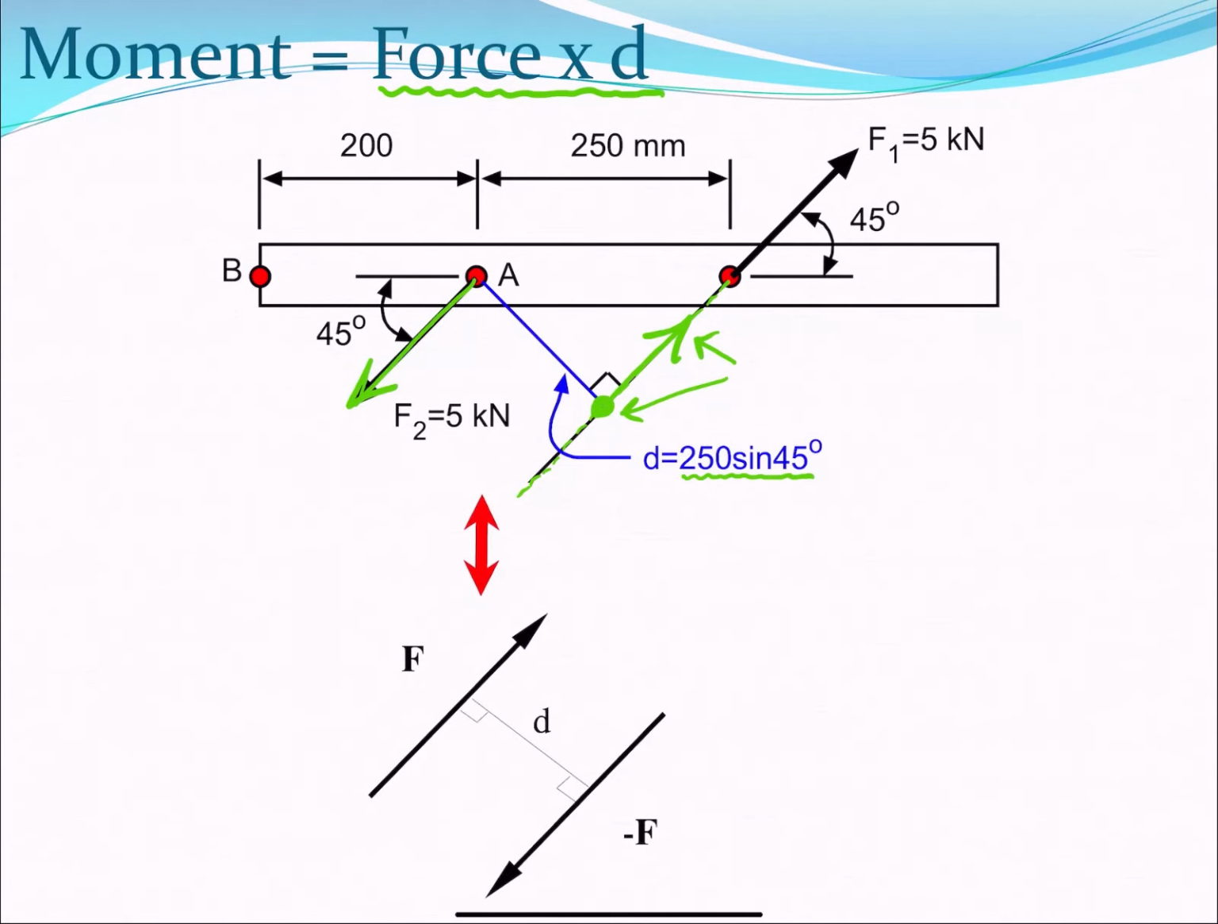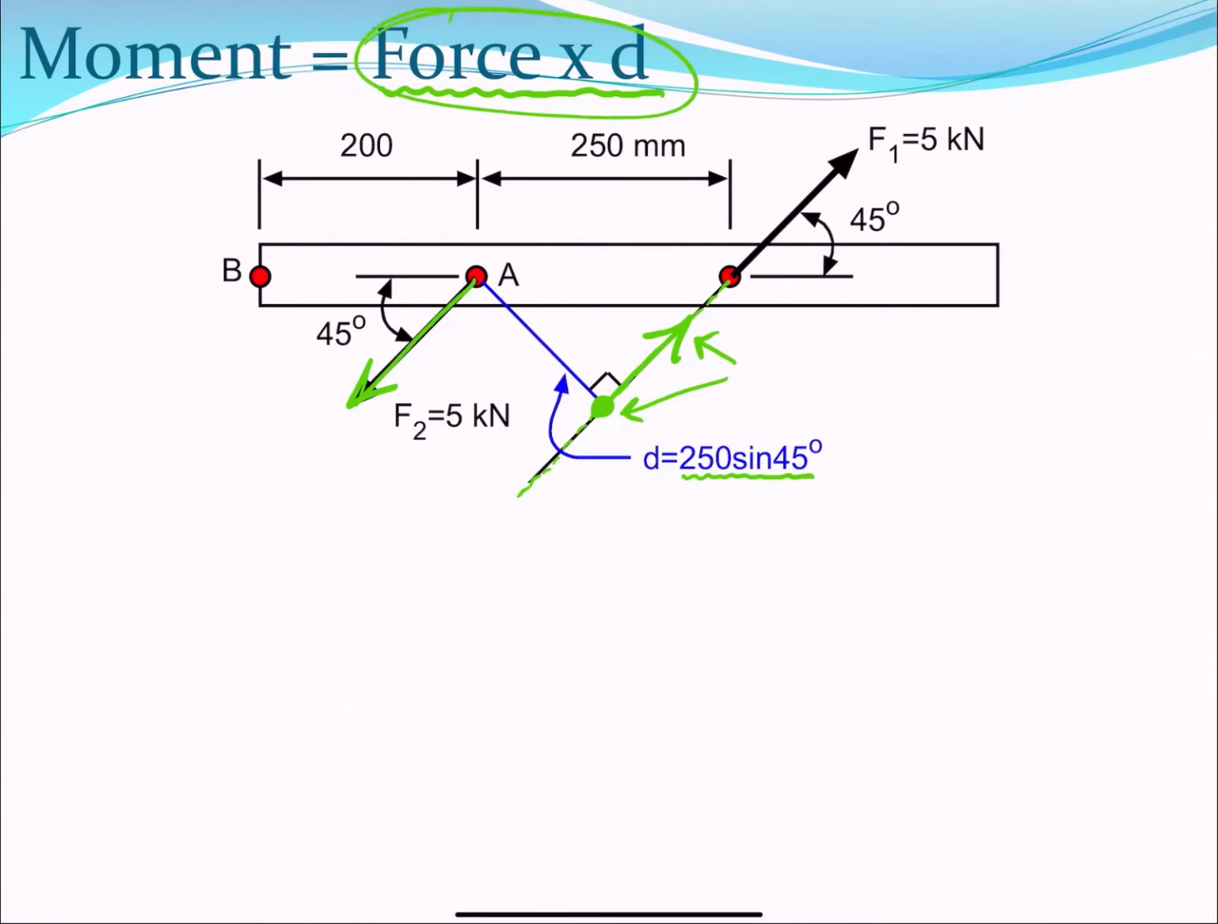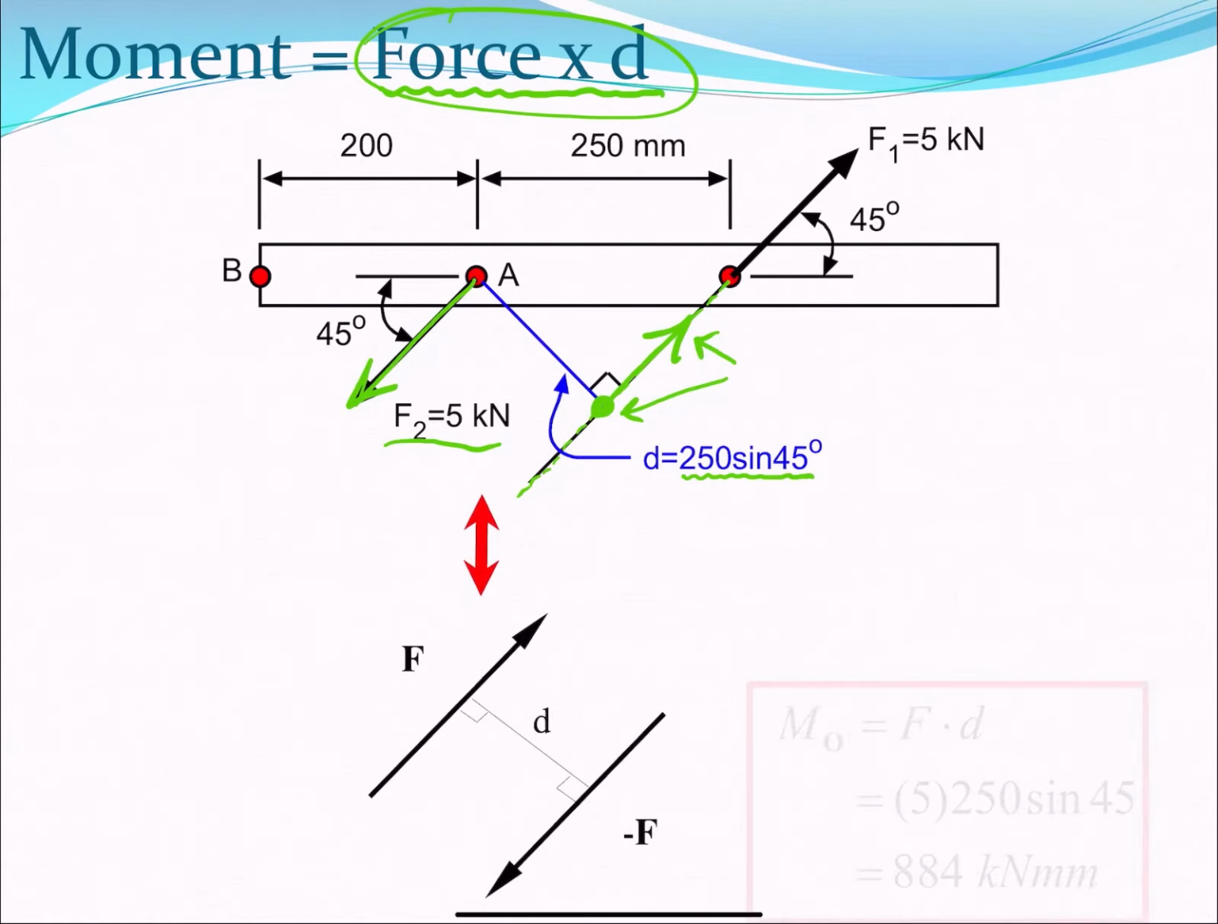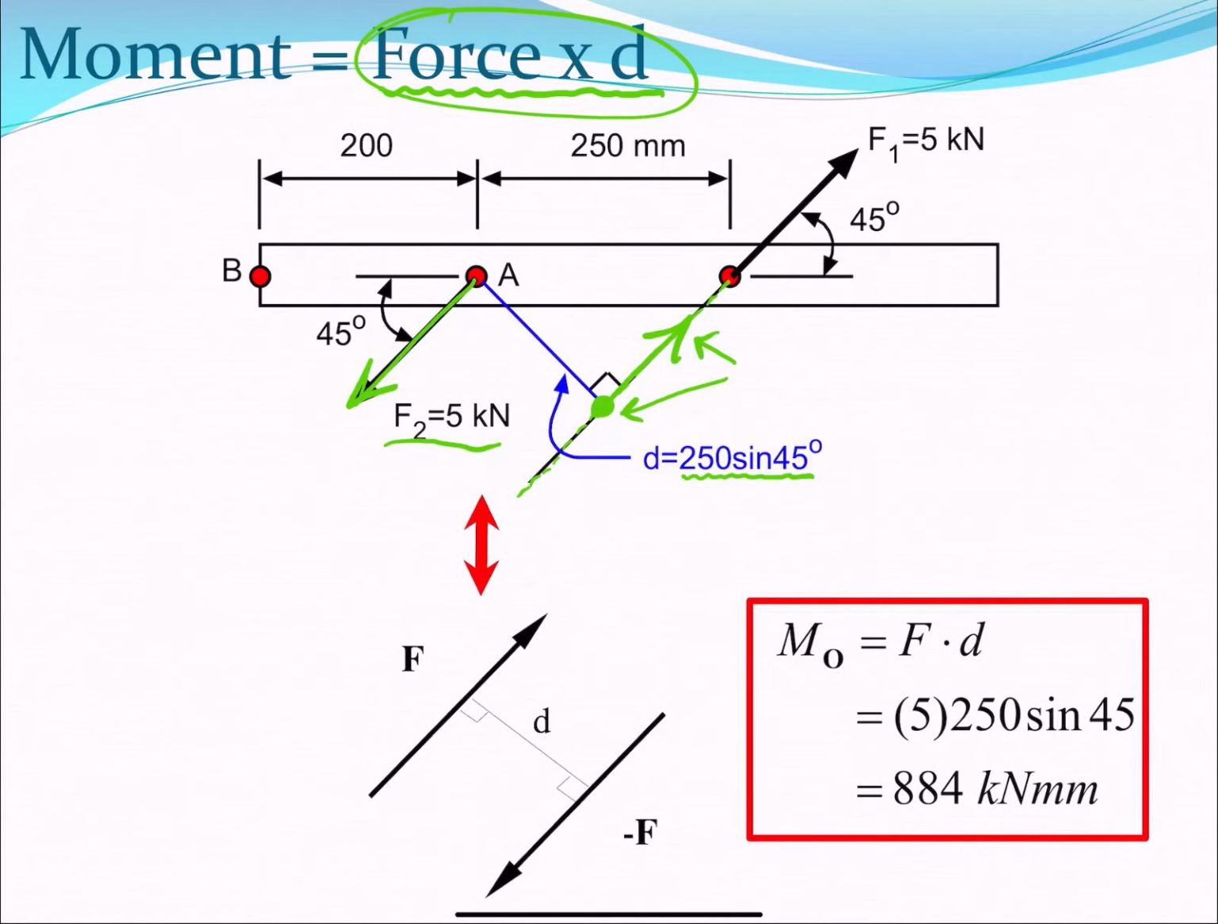And in this case, if we apply the definition, force equal to force times the distance, the force is 5 kilonewtons times this distance, 250 sine of 45. Let me see if I have the calculation. Yeah. So 5 kilonewtons times 250 sine of 45 degrees, we get the same value as before.